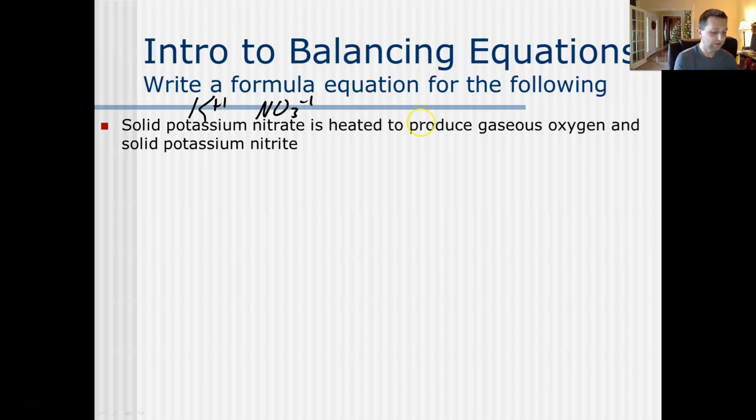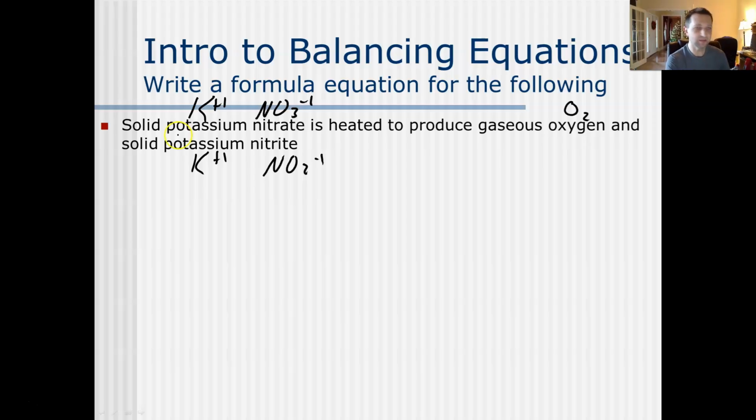It's heated to produce gaseous oxygen. I know oxygen gas, oxygen's by itself, that's O2. And solid potassium nitrite. Potassium is K+1, and nitrite is NO2 minus 1. Okay, so let's write the formula and the equation.